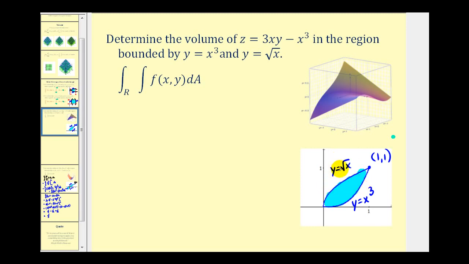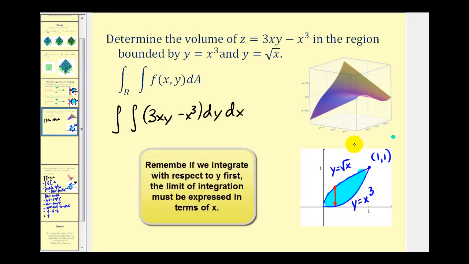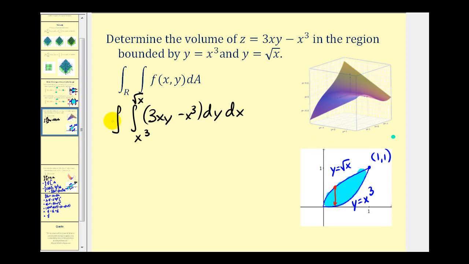But because these functions are already solved for y, we're going to integrate with respect to y first, and then with respect to x. So our function is 3xy minus x cubed, and we'll have dy dx. So limits of integration are going to be from x cubed to the square root of x. And then for y, it'll be from 0 to 1.